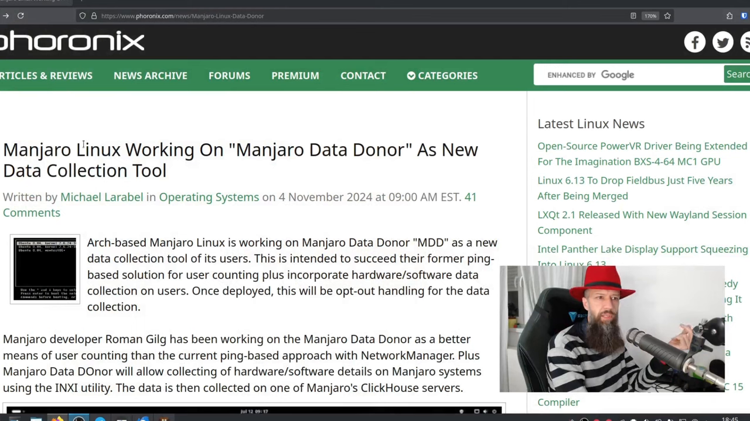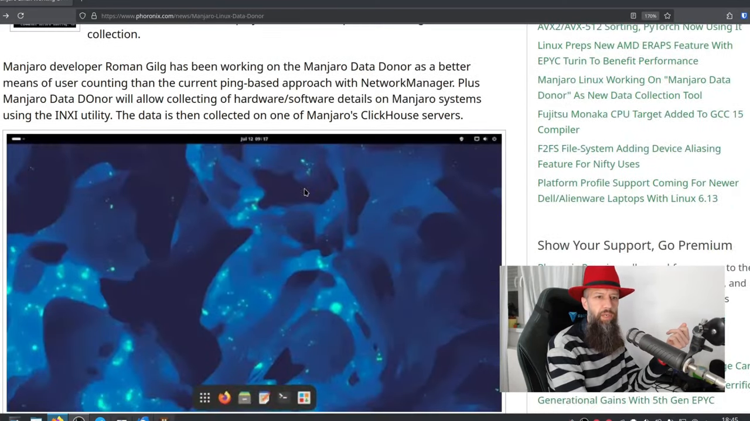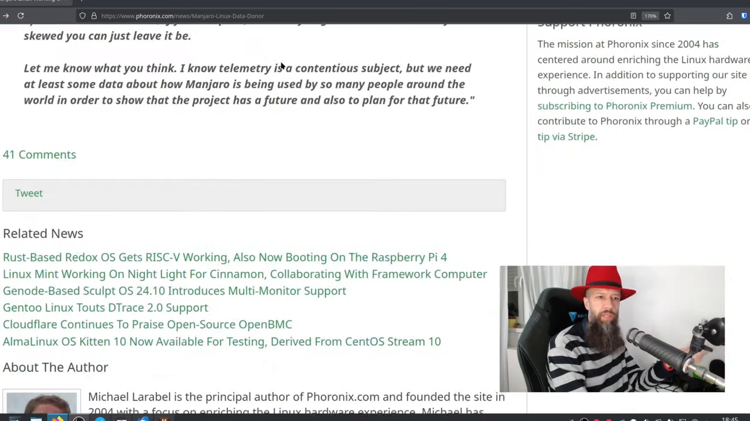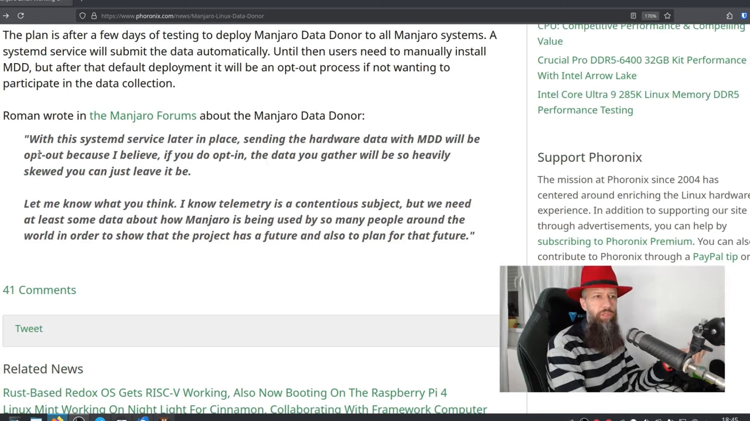So one of the things that happened recently is that Manjaro Linux is working on Manjaro Data Donor as a new data collection tool. So they are now promising to install a data collecting tool similar to what Steam does and maybe Ubuntu, but in a slightly different way. So I'm going to read it to you.